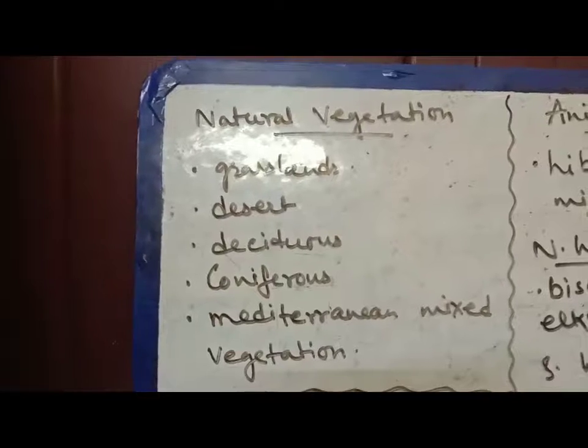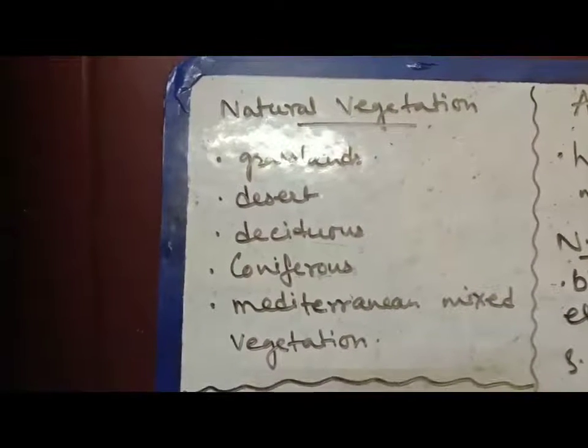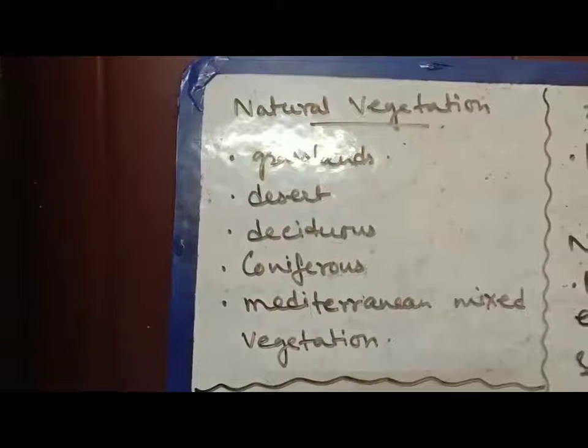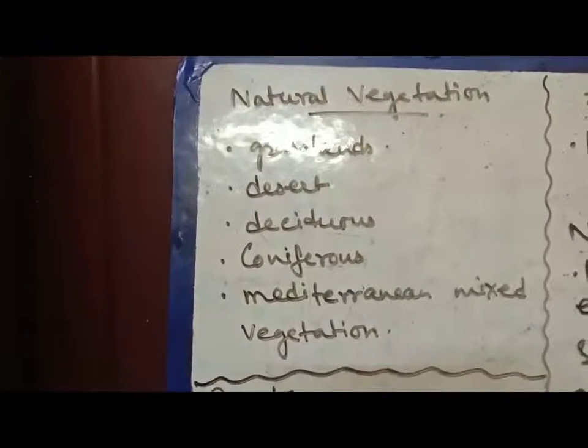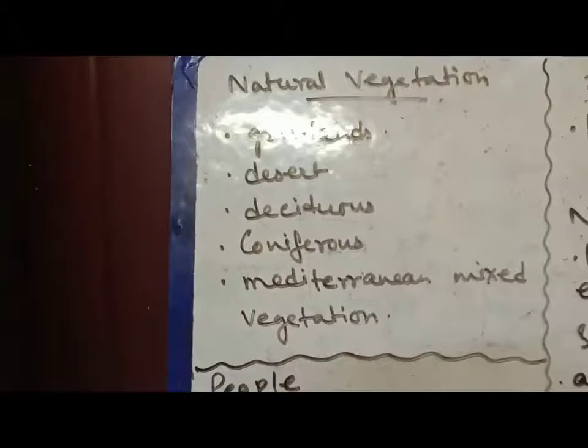Next one is desert. Desert vegetation means thorny plants or those with fleshy stems like cactus. We get this type of natural vegetation especially in desert areas.